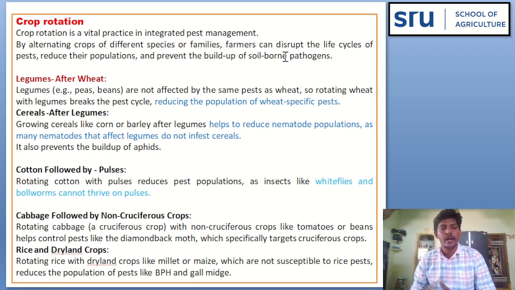Cabbage followed by non-cruciferous crops such as tomatoes and beans. When we are growing these after cabbage, they help in managing diamondback moth, which specifically targets cruciferous vegetables. Rice and dryland crops. Rotating rice crop with dryland crops like millet and maize helps in managing BPH and gall midges. These maize and millets are not susceptible to the rice pests.